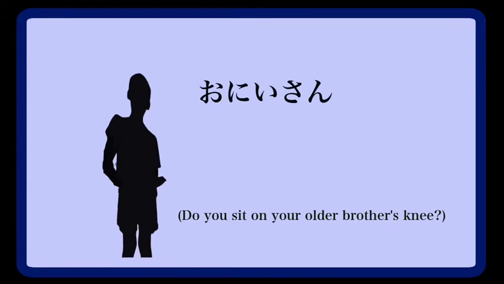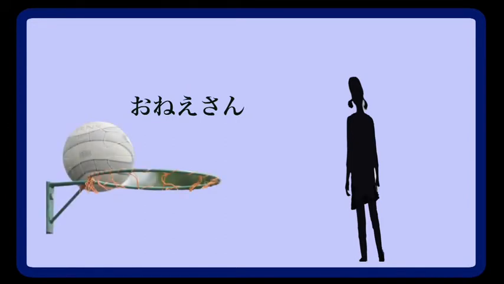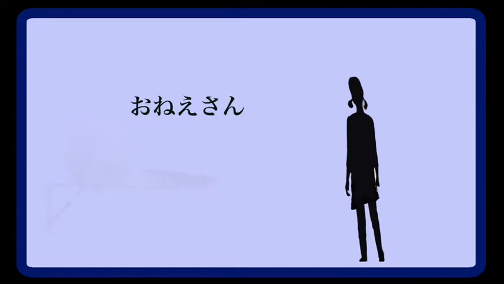In Japanese, we have a different word for older brother and sister as opposed to younger brother and sister. So we'll start off with the term for older brother. An older brother is oni-san. And the trick I use to remember that is we sit on our older brother's knee. Or maybe we did when we were younger. Then we have our older sister. She is one-san. I think of ne referring to netball. Our older sister might play netball. It's just an easy way to remember the word. One-san.